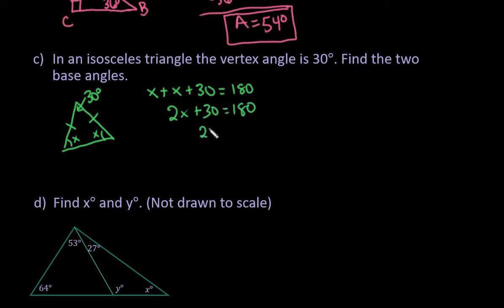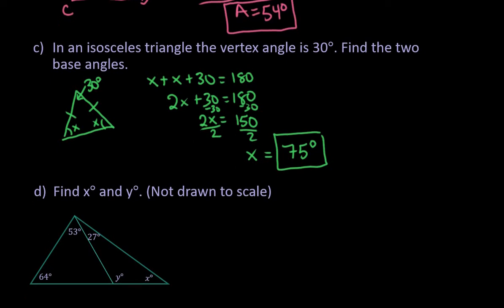And then if we simplify this, if I subtract 30 from both sides, I would get 150 degrees. And then my last step would just be to divide both sides by 2. And so we can say that each of the base angles is 75 degrees. 75 plus 75 gives me 150, and the 150 plus 30 gives me the 180 that I need.